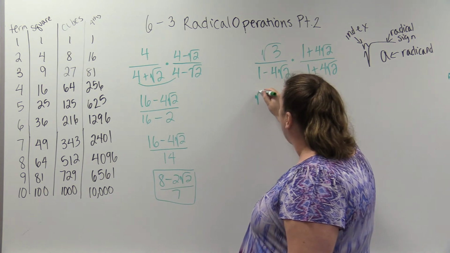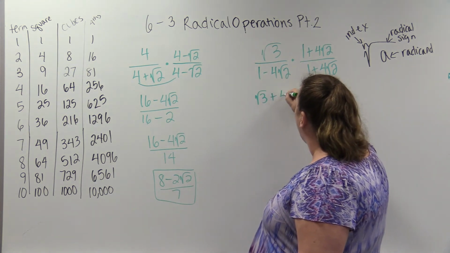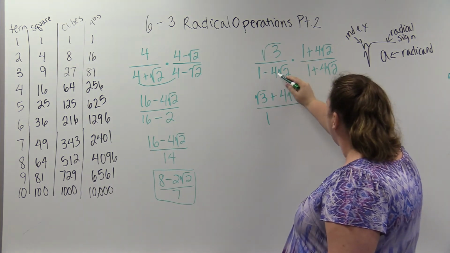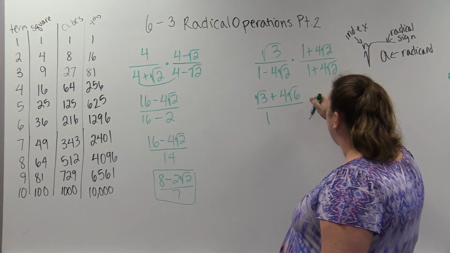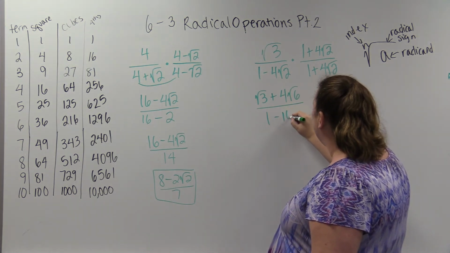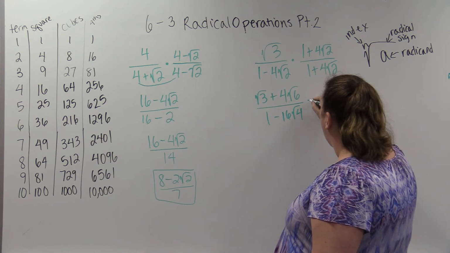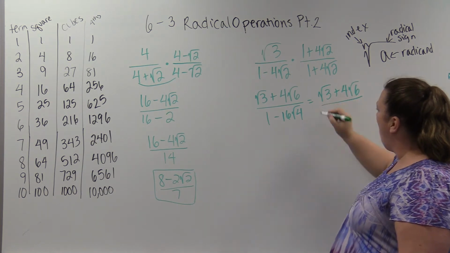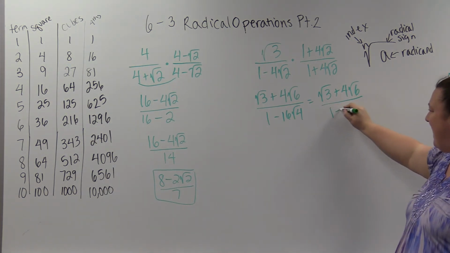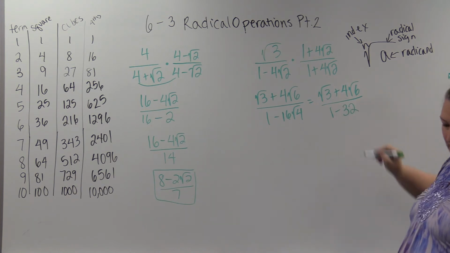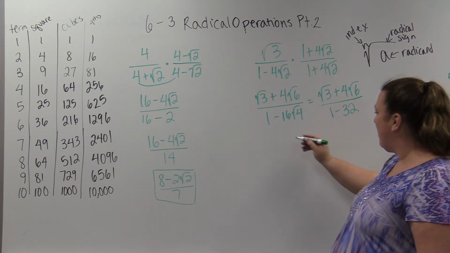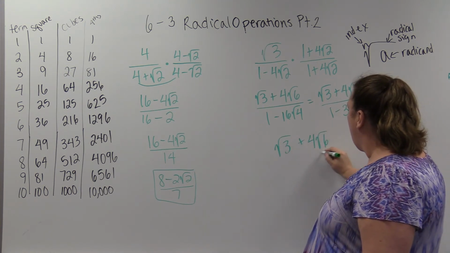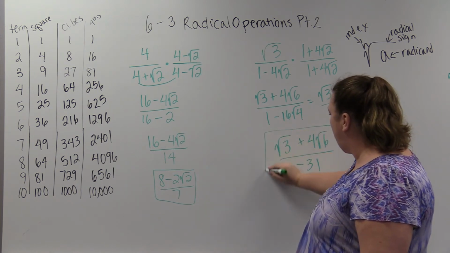So I get the square root of 3 plus 4 square roots of 6 over 1 plus 4 square roots of 2 minus 4 square roots of 2 minus 16 square roots of 4, which is the square root of 3 plus 4 square roots of 6 over 1 minus 32, which is negative 31. So I get the square root of 3 plus 4 square roots of 6 over negative 31.